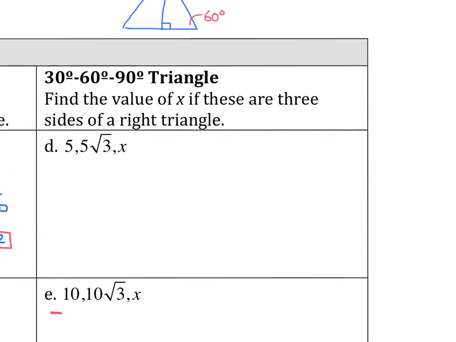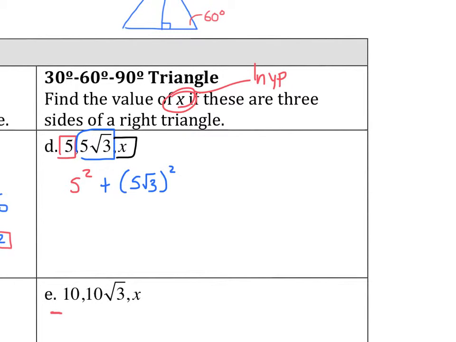The next one is a 30-60-90 triangle. And let's clarify here that x is also the hypotenuse, just like in the previous problems. So this one here is my a, 5 squared. This one here is my b. I'm going to put parentheses around the whole term because I'm going to square both. And this here is my c. So 5 times 5 is 25. This here becomes 75. Where does that come from?